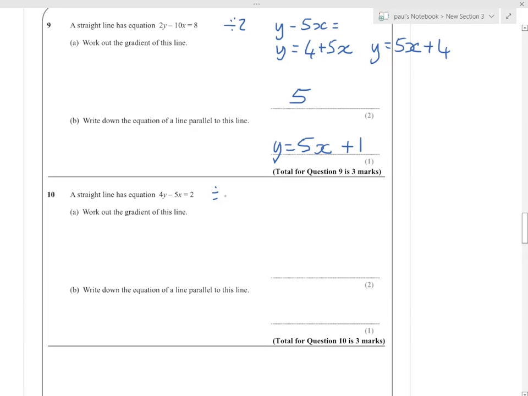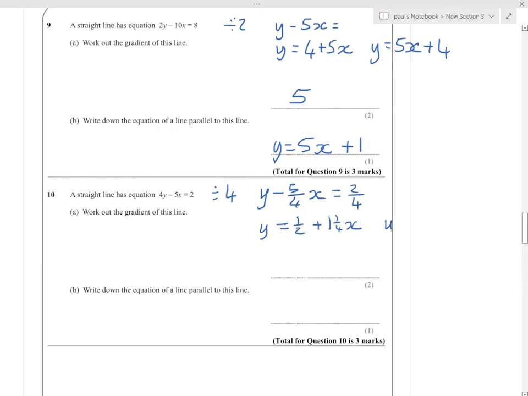So again, I'm going to divide everything by 4 this time because I want a single y. So y minus 5 over 4x equals 2 over 4. That's a half, isn't it? So I'll leave it as that, and then try and rearrange this. So I'm going to go y equals, simplify that, a half, plus 1 1/4 x.